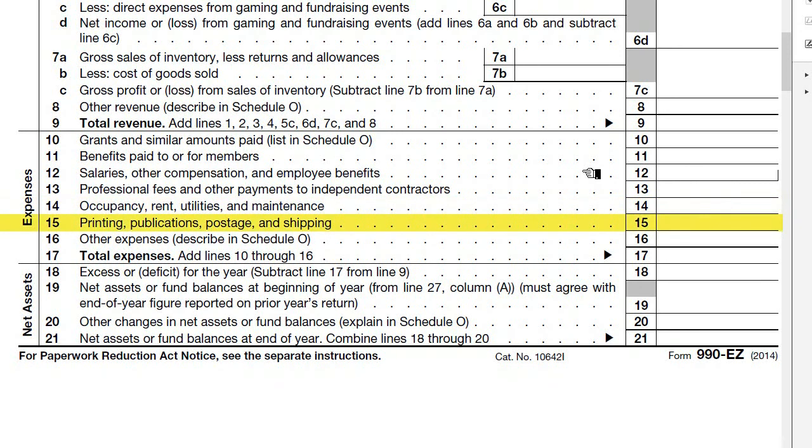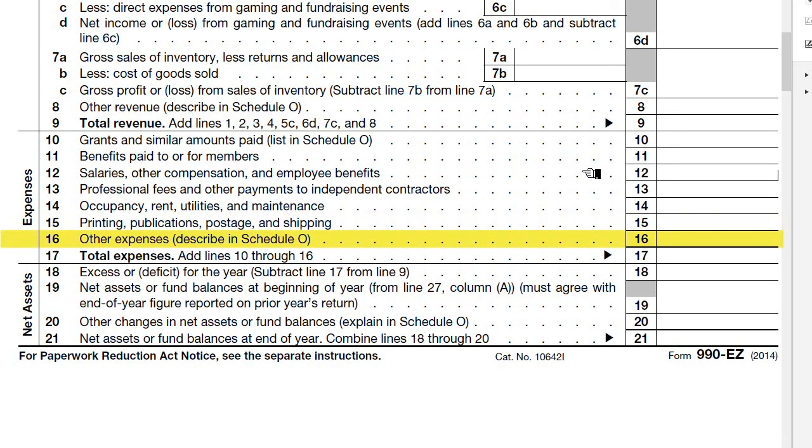Line 15, printing, publications, postage, and shipping. What you frequently find here are expenses related to newsletters or promotional videos, pamphlets, programs, and also if your organization subscribes to any publications or purchases any types of publications, that also would go here.